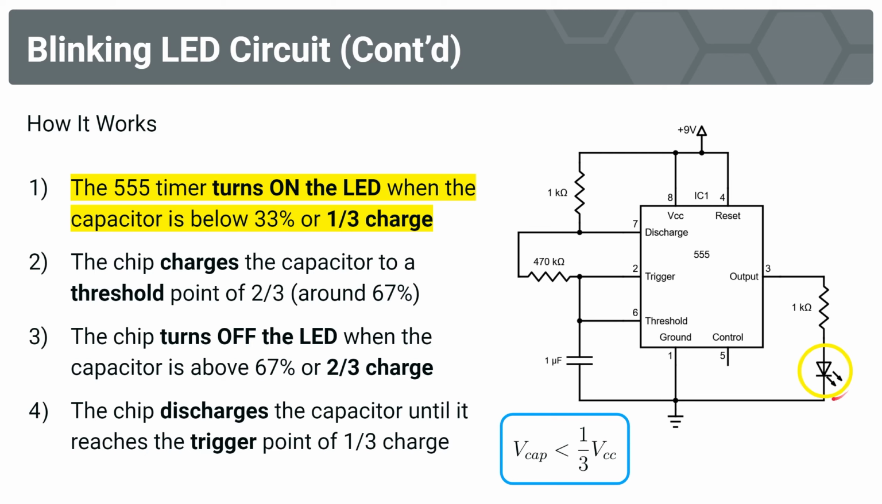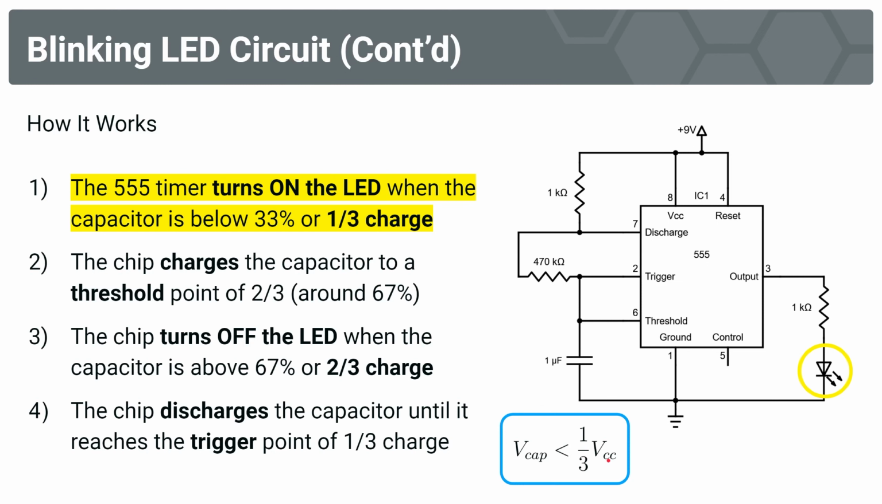Remember that concept I shared earlier about how a capacitor will charge all the way to the same voltage as the voltage source it's connected to. When it's reached full charge, it will be the same voltage as the voltage source. That voltage source here is our 9 volts connected to the VCC pin. And so if the capacitor is below 1/3 of its full charge while the LED is on, that means its voltage is going to be below 1/3 of VCC.